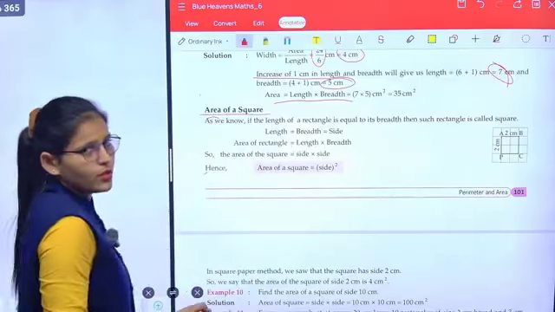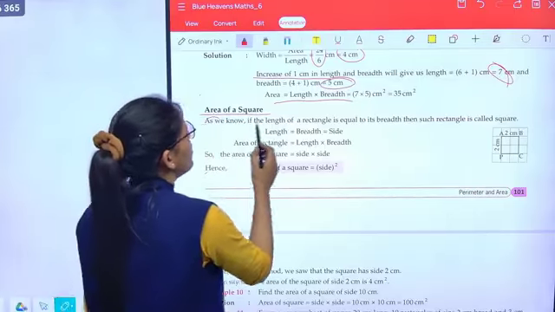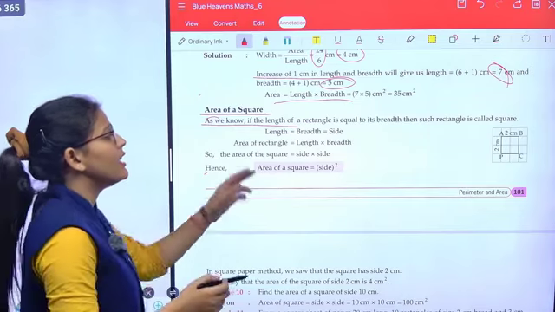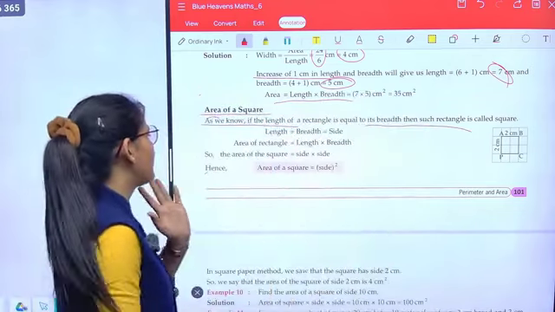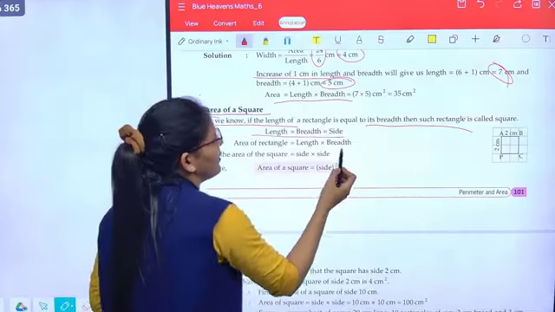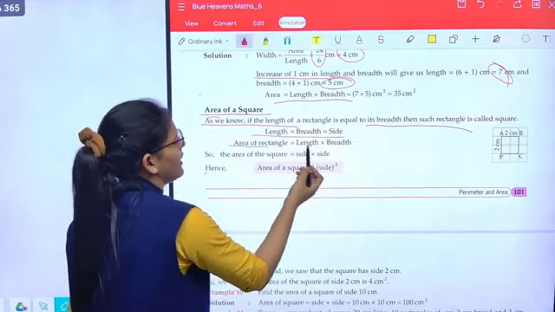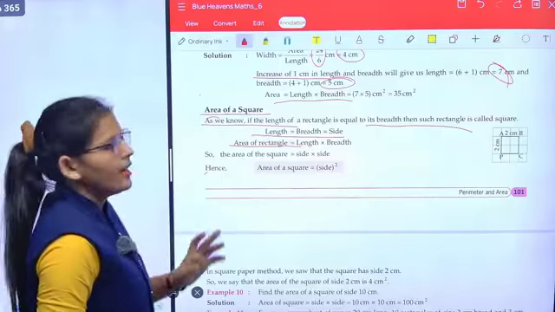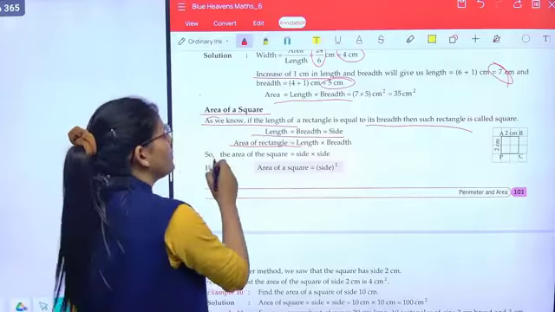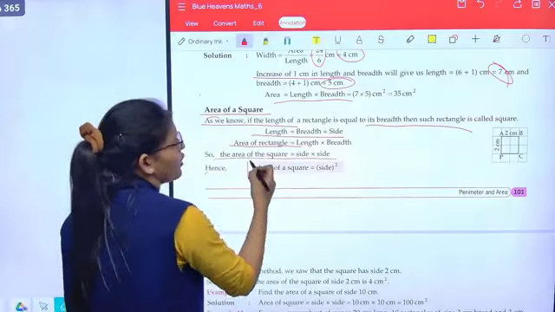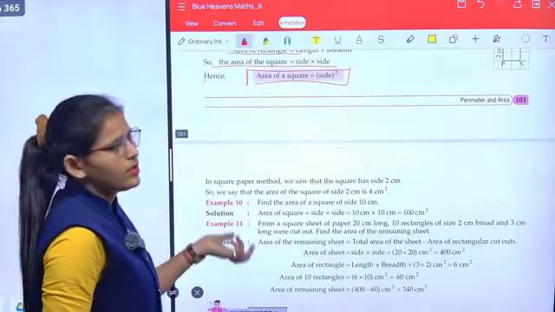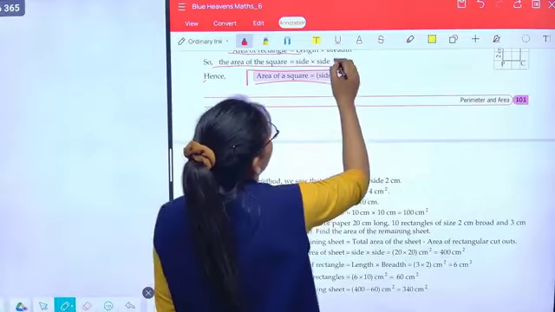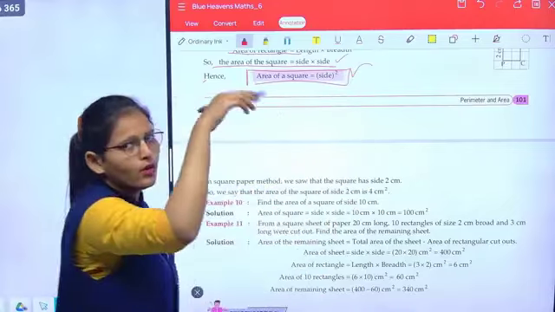Come on, area of a square. As we know, if the length of a rectangle is equal to its breadth, then such a rectangle is called a square. Length is equal to breadth is equal to side. So area of rectangle is length into breadth, and now area of the square is side into side. Area of square is equal to side whole square, otherwise side into side. You can write either: side multiply by side, or side whole square.